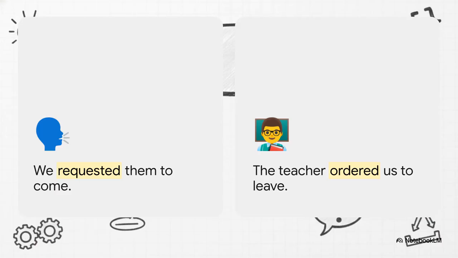Let's see that exact formula in action. Take the sentence, "We requested them to come." Our subject, we, is directly performing the action of requesting on the object, them, right? And that's followed by the infinitive, to come. Or how about, "The teacher ordered us to leave." The subject, the teacher, performs the direct action of ordering on us, followed by to leave. The active voice is super direct. It points a finger and it clearly states exactly who is doing what to whom.